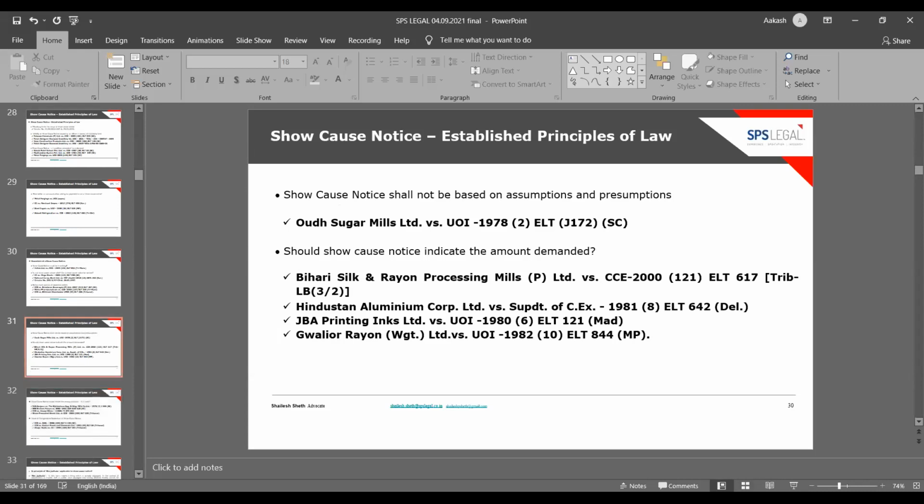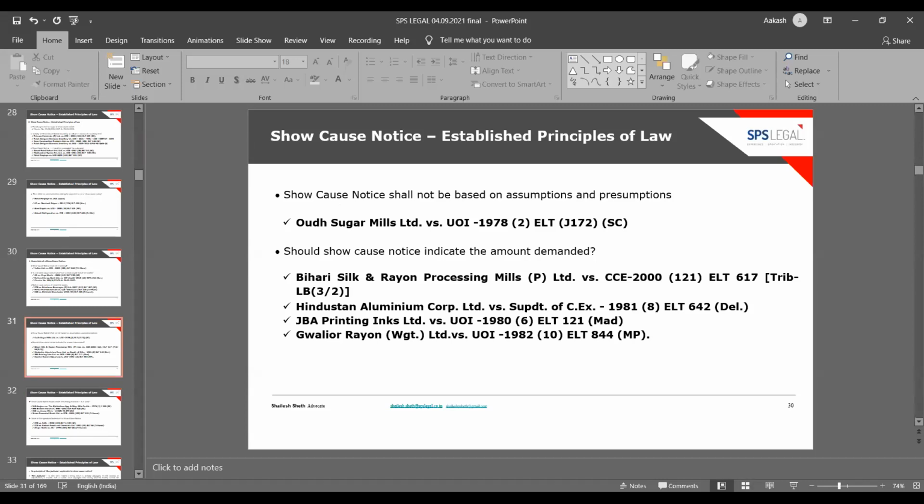Show cause notice shall not be based on assumptions and presumptions. One of the most important cases on this, which has been holding the field for more than 40 years, is of Oudh Sugar Mills, where the demand of clandestine removal was raised by the department purely on the basis of assumption and presumption, on the basis of some supposed production the company might have undertaken. And once the evasion and clandestine removal cases come to the fore under the GST regime also, all these judgments would also become quite important.